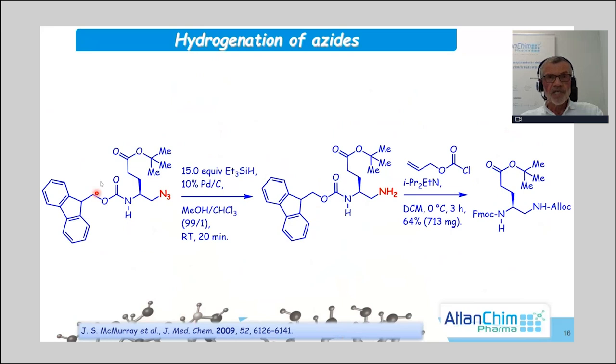The same conditions were applied to this protected amino acid containing an azido function right here, giving this amino derivative intermediate, which was then directly converted to this Alloc-protected amino acid in 64% overall yield.